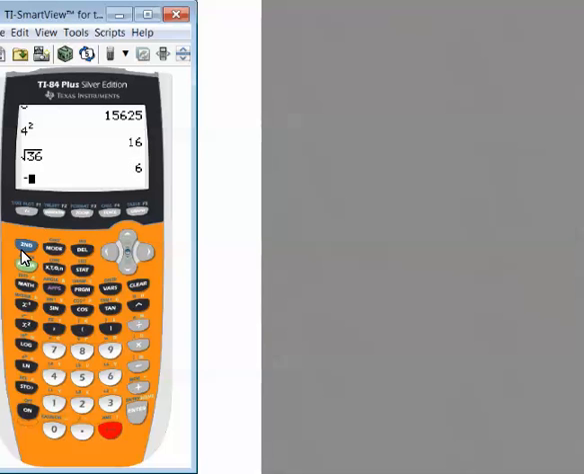How about the negative square root? Notice the negative's on the outside, not on the inside. That's pretty important. 81, and actually I'm going to get a little tricky here. I'm going to say 0.81. What do I get? Cool, 0.9.